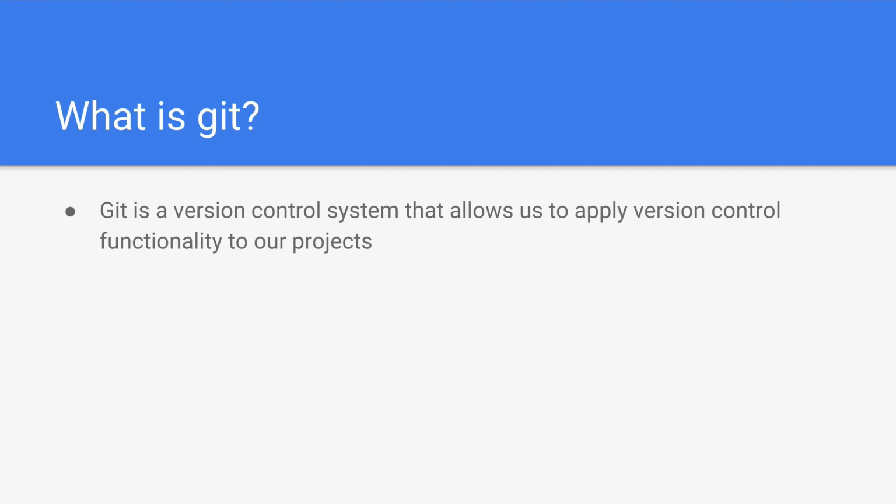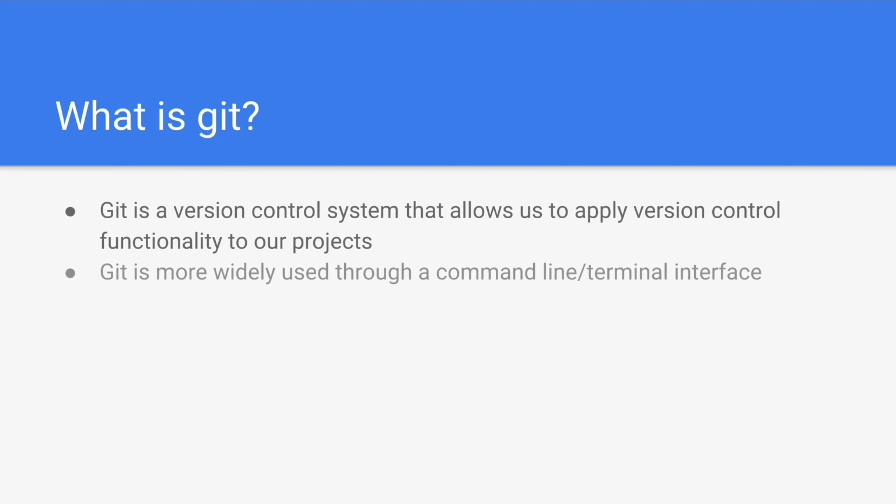Git is simply a version control system that allows us to apply version control functionality to our projects. Git is widely used through a command line or terminal interface. Now there are actually GUIs or graphical user interfaces that help you to execute Git commands a little more easily, especially when paired with GitHub. We can definitely turn to the more graphical side of things if we're not comfortable using terminal, but it's a good idea to learn the command line commands as well because you'll be using that in a wide variety of ecosystems.